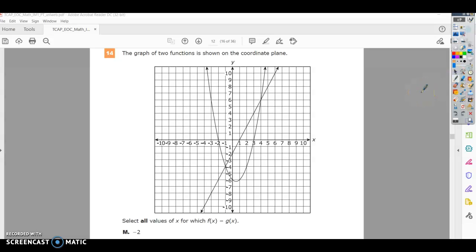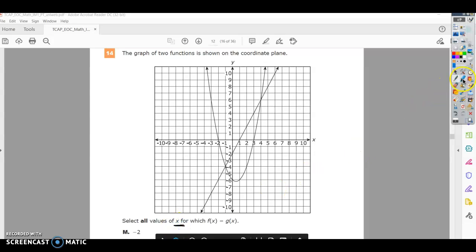Math 1 EOC Practice Test number 14. The graph of two functions is shown on the coordinate plane. Select all values of x for which f of x equals g of x. Alright, so it says select all values of x.